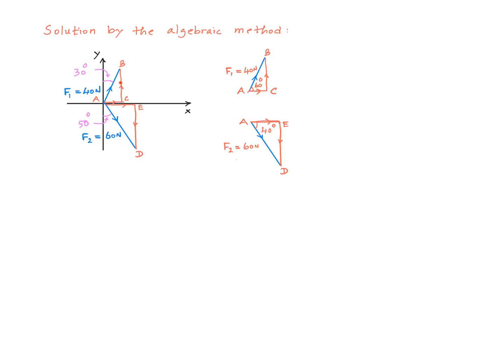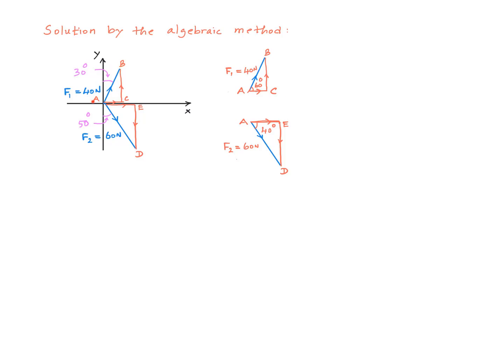The first step is to express each of the two force vectors in its component form. I have drawn these triangles that will help us find the projections of the force vectors in the x and y directions. Here is the triangle for the force vector F1, A, B, C. AC is the horizontal projection, in other words, the projection along the x-axis. Here is the arrow on that indicating its direction, and CB is the projection along the y-axis, and here is the arrow indicating its direction.